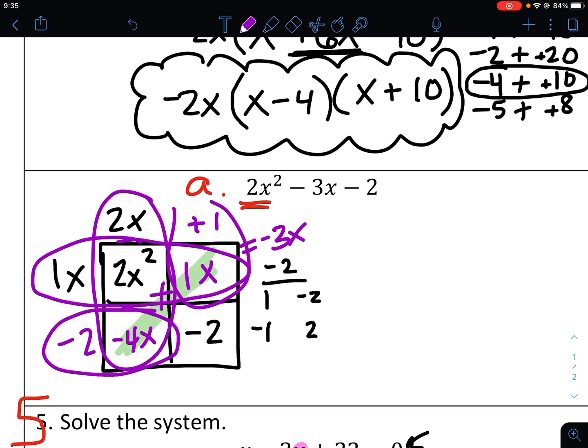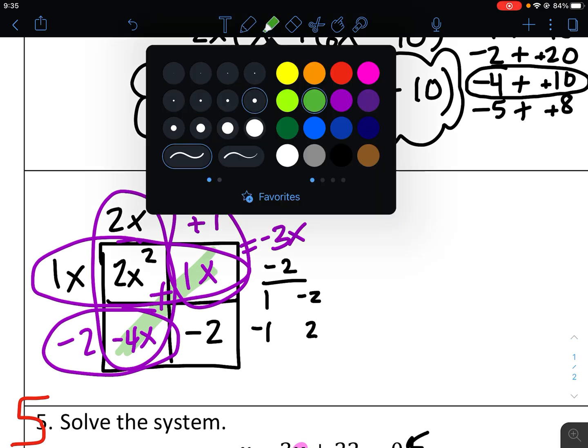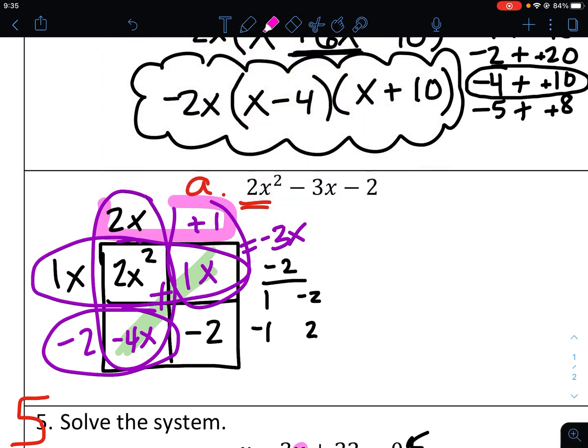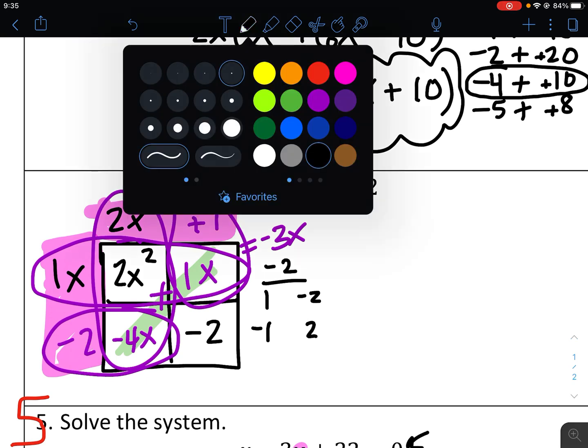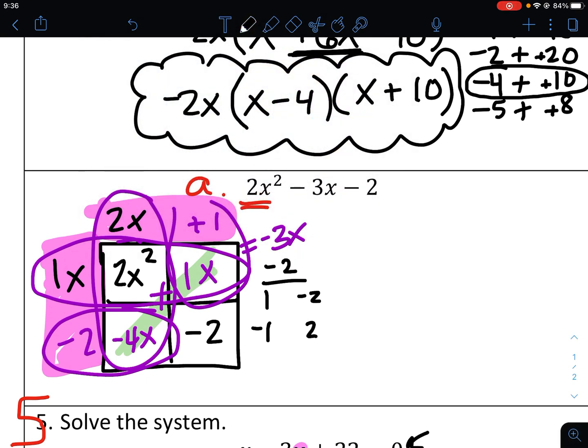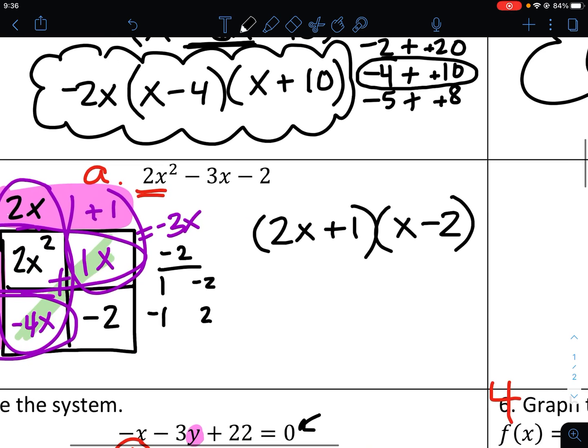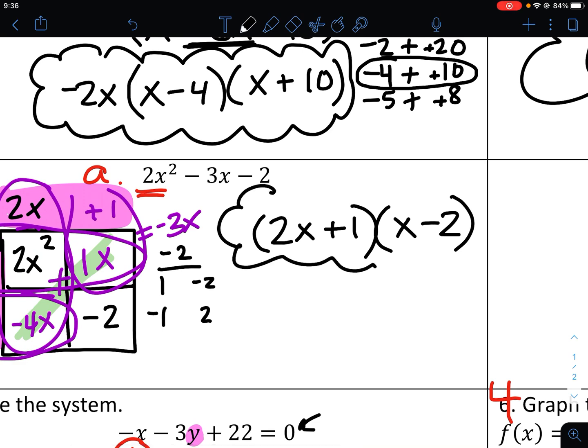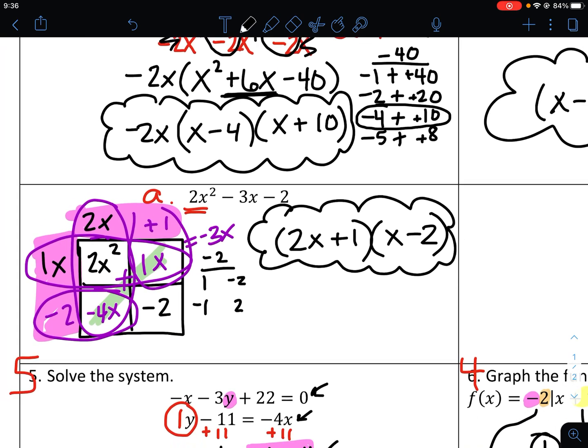And so what we want to do now is, on the outside of the multiplication table are the factors that we're going to put into the parentheses. These are our binomials. Okay, so our final factored form is (2x + 1)(1x - 2). You don't have to put the 1 in front. In fact, I'd rather you didn't, but if you do, not a big deal. (2x + 1)(x - 2).